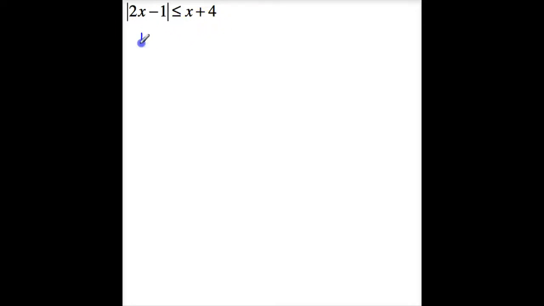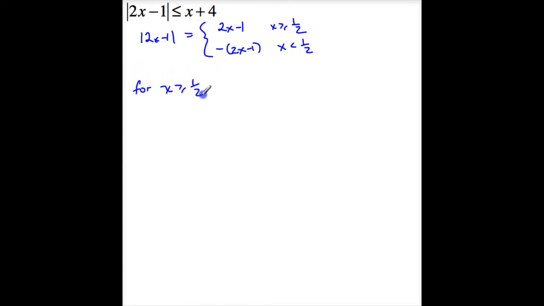Again, I want you to write the absolute value of 2x minus 1 is equal to 2x minus 1 when x is greater than or equal to 1/2. And it's equal to minus 2x minus 1 when x is less than 1/2. So we're going to break this up and solve this two different ways. For x greater than or equal to 1/2, I have 2x minus 1 is less than or equal to x plus 4. So I've got x has got to be less than or equal to 5.